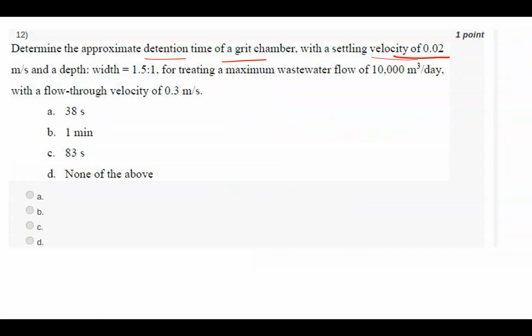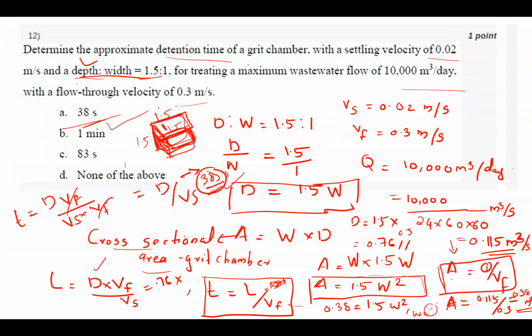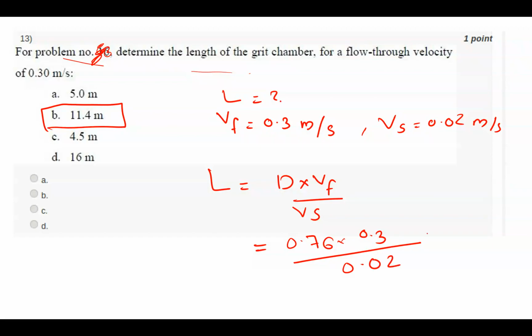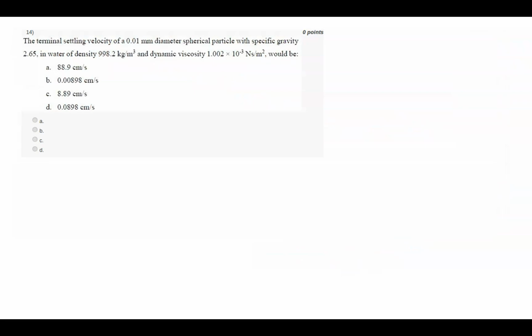So D we have calculated here. Where is the D value? D value is 0.76. Yes, B is the right answer. Everyone got it: Vf is equal to 0.3 divided by Vs equal to 0.02, so you get the answer. Option B is the right answer. Got it now? Okay, this is simple. Everyone got it, I hope. Okay, we'll go for the next question.